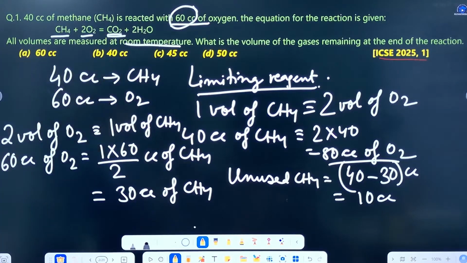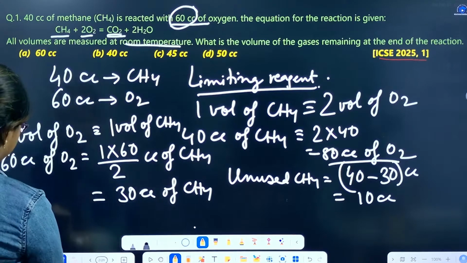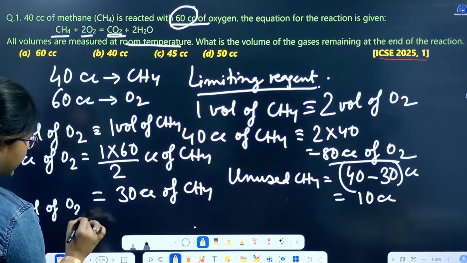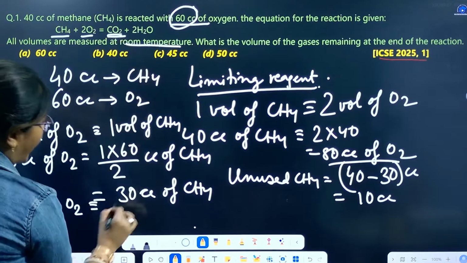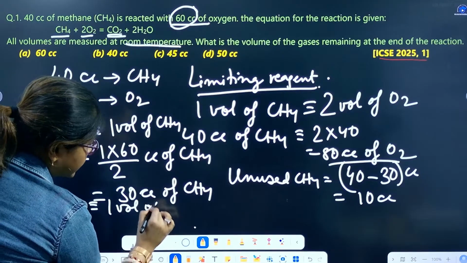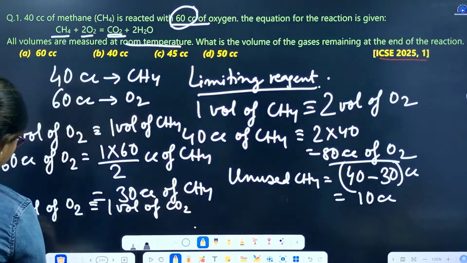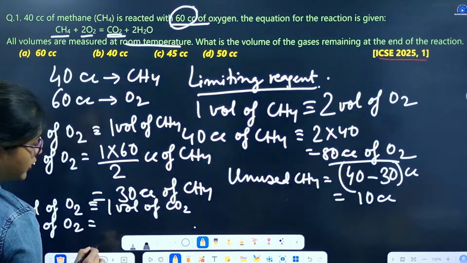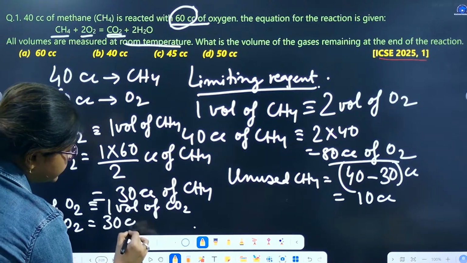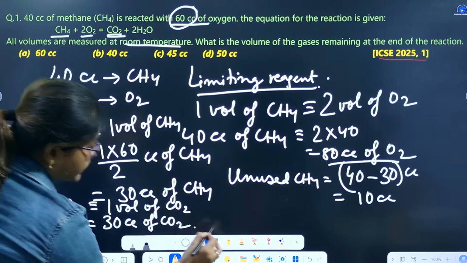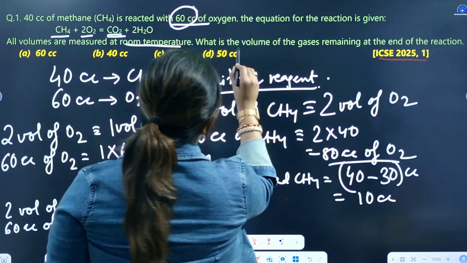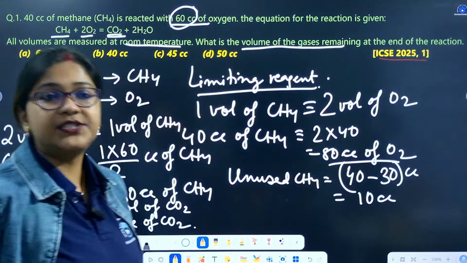Next is what you see. Carbon dioxide. How much carbon dioxide will be forming? Okay. So how much? From 2 volumes of oxygen, it is forming what? 1 volume of carbon dioxide. Therefore 60 cc of oxygen will form how much? 30 cc of carbon dioxide. Right? So, what is the question? What is the volume of the gases remaining?